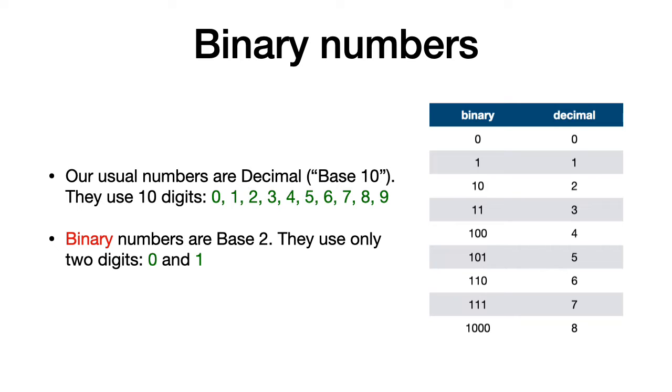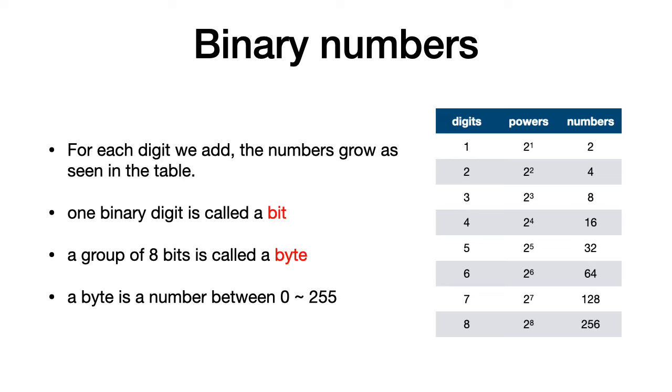Binary numbers are base 2. They use only 2 digits, 0 and 1. In our number system, each digit represents a place. In decimal numbers, the places are powers of 10: 1, 10, 100, 1,000, and so on. In binary numbers, the places are powers of 2: 1, 2, 4, 8, 16, 32, and so on.